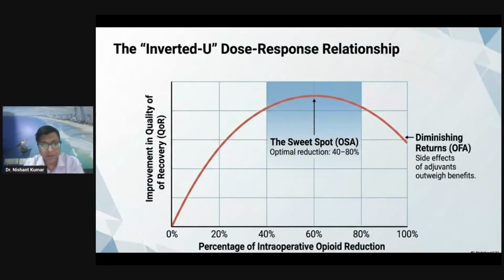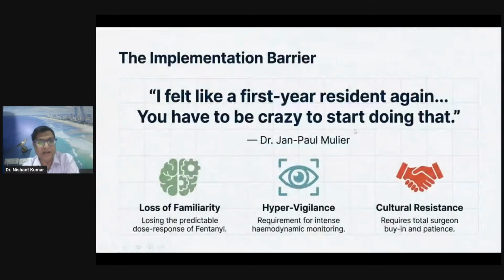So what is good? Is it opioid based, opioid free, or opioid sparing? Studies have shown that probably opioid sparing is the best. That is an optimal reduction of 40 to 80% of opioids. You add other drugs along with opioids, and then probably you can achieve this balance. But then again, opioid-sparing anesthesia might be challenging. So why are we not practicing it?